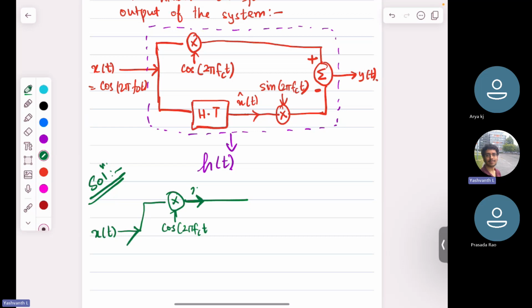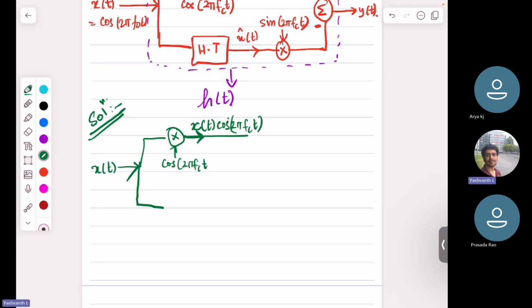Just for a moment, in terms of x of t, let's substitute x of t equal to cos 2 pi f naught t. Now can this just be nothing but x of t into cos 2 pi fct? Yes, sir. Just multiplication. That's all.